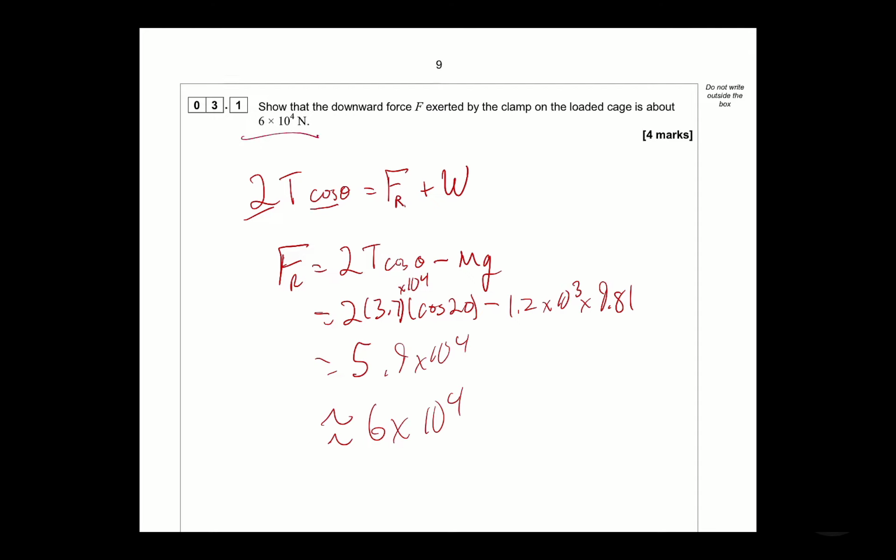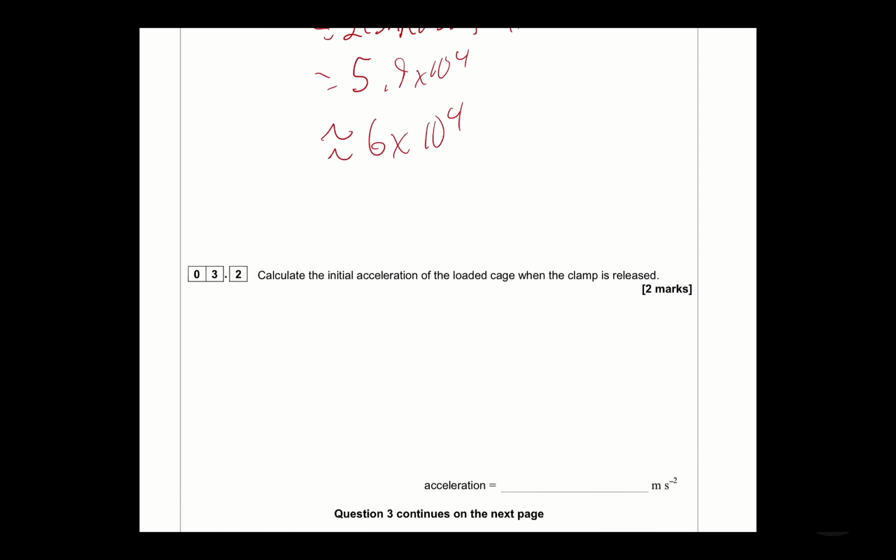Remember, for a show that question, you must show your answer to at least one extra significant figure versus what they have you showing. There's no point in just writing all this down and then going, yeah, so that's about equal to 6. You actually have to show your workings out.